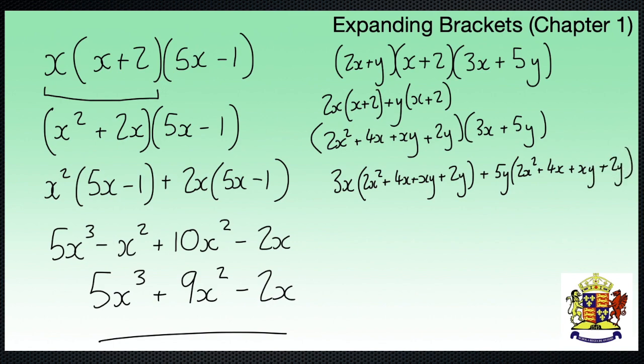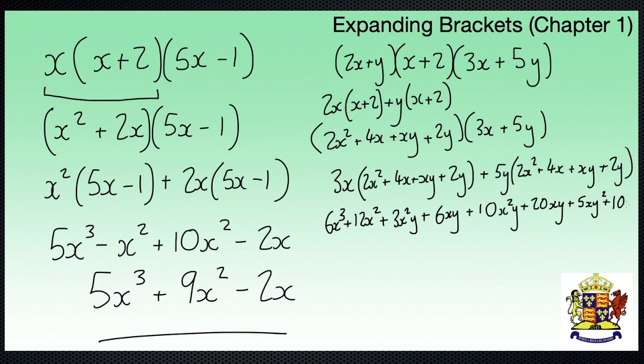Oh, I'm getting a tired hand. Okay, so now all we need to do is expand these two. So we have 6x cubed plus 12x squared plus 3x squared y plus 6xy. Whew, okay, next one. I don't know why I've written 5 there. 10x squared y plus 20xy plus 5xy squared, finally 10y squared. Okie dokes, right, let's see if we can group these together a little bit.